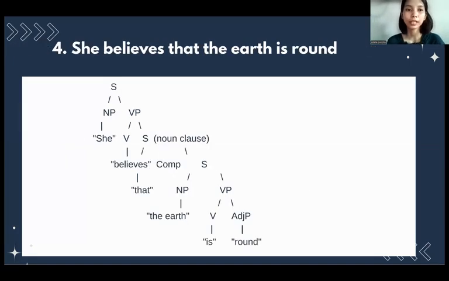Okay, number 4 is "She believed that the earth is round." Here they have a subject noun phrase and a predicate. "She" is a noun phrase, and "believed" is a verb, and then "that the earth is round" is a clause, with "the earth" as a noun phrase, "is" as a verb, and "round" as an adjective phrase.